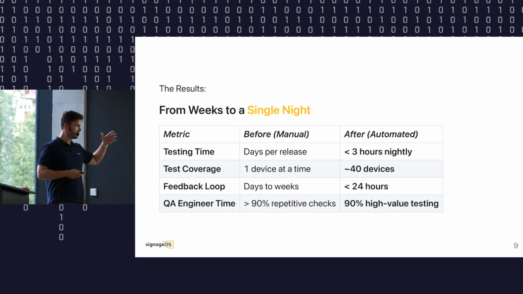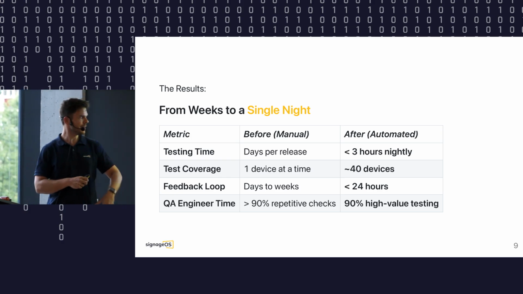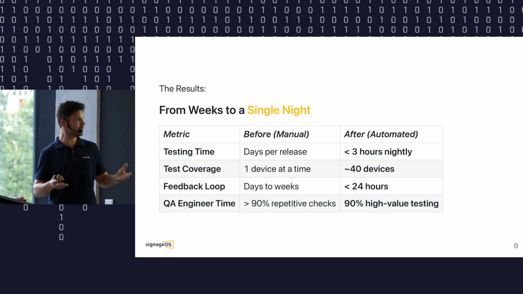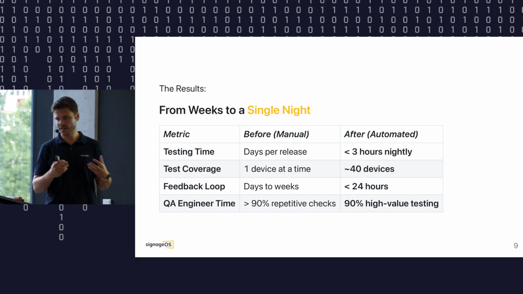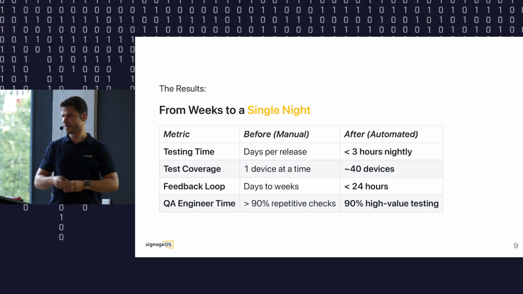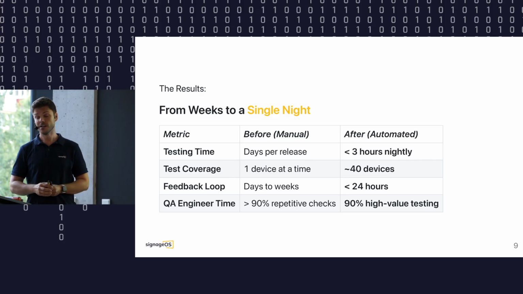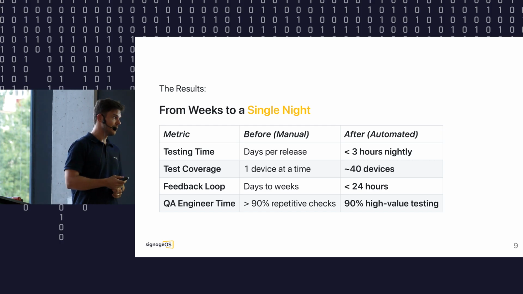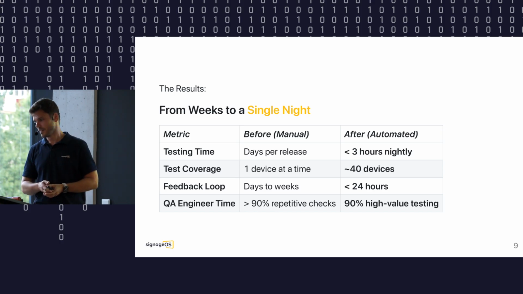And probably the most important metric for our QA team, instead of doing pretty much all the time just repetitive checks of the same things all over again, our testers can now focus on high-value testing of edge cases, these special cases where one of our customers has this specific problem, and we can now focus on that, which is great. And the QA team, well, likes it, obviously.